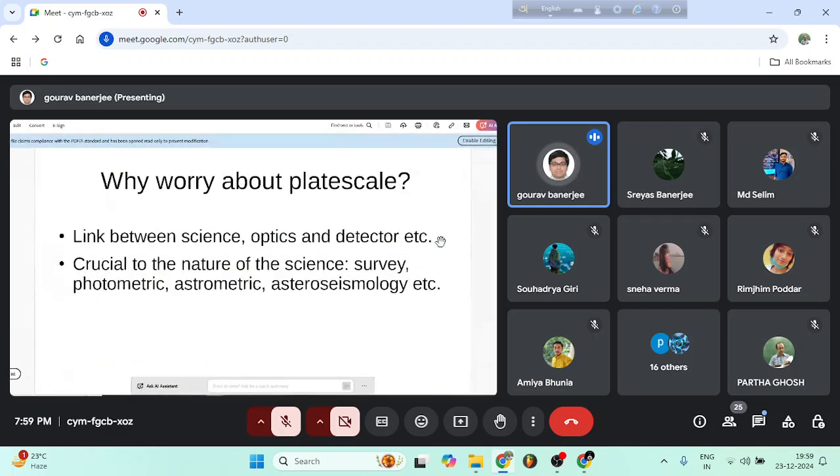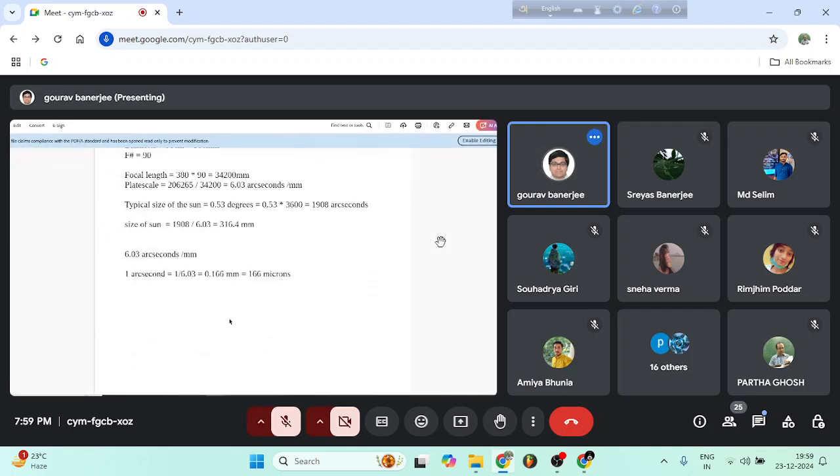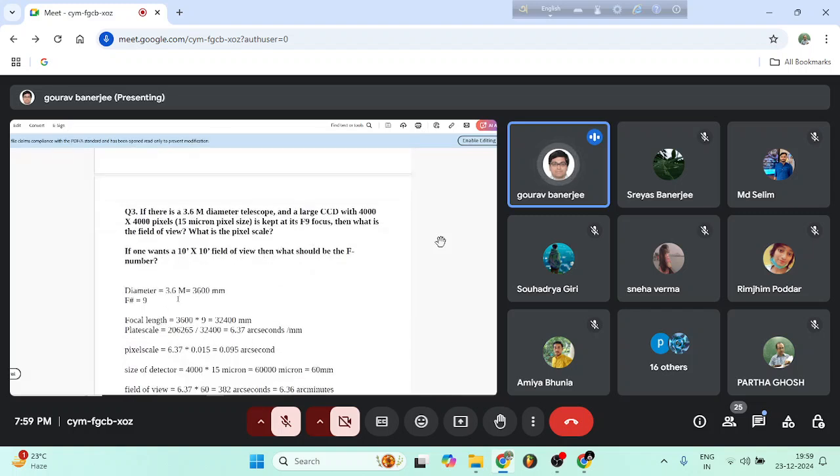Okay, so again, we'll start in a very similar fashion. What is the diameter? It's 3.6 meters, so 3600 millimeters. What is the f number? It's 9. So what is our focal length? It's diameter times f number again. We find that this number is actually quite similar to the old telescope's focal length, but that's fine, because one of them was around 1/10 of the diameter, but the f number was f/90. The focal length is around 32 meters.